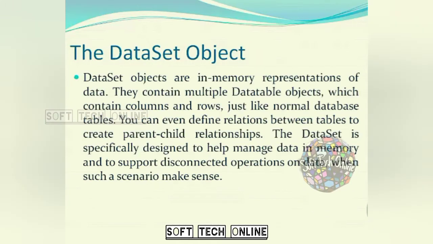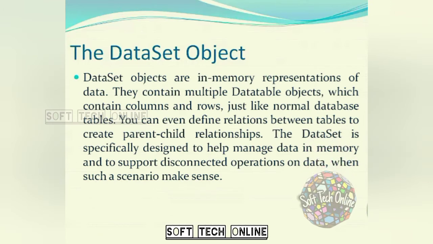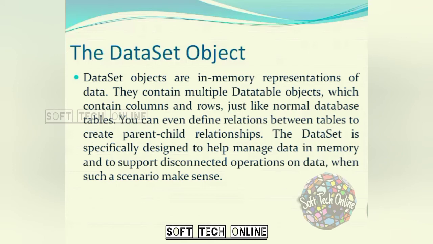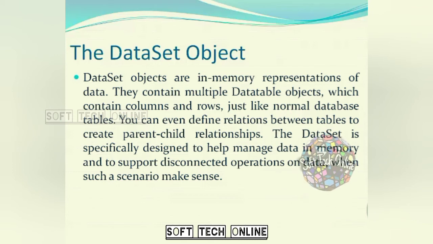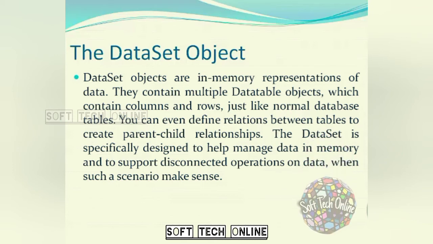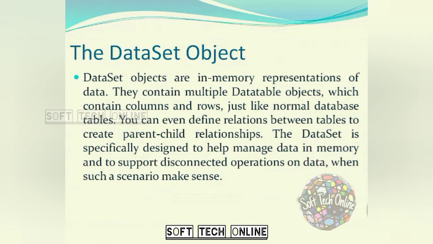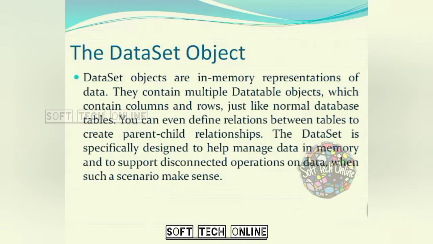Now let's see dataset object. Dataset objects are in-memory representations of data. They contain multiple data table objects, which contain columns and rows, just like normal database tables. You can even define relationships between tables to create parent-child relationships. The dataset is specifically designed to help manage data in memory and to support disconnected operation on data when such a scenario makes sense. So this is about dataset object.